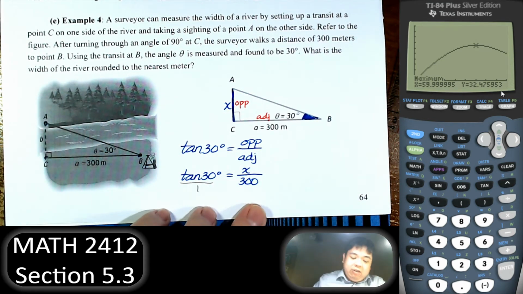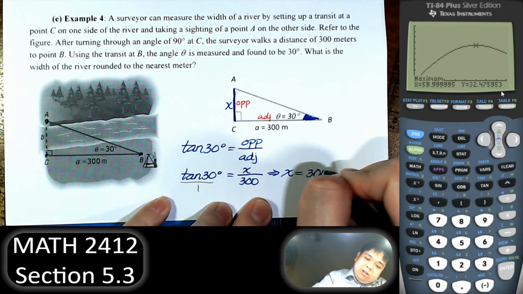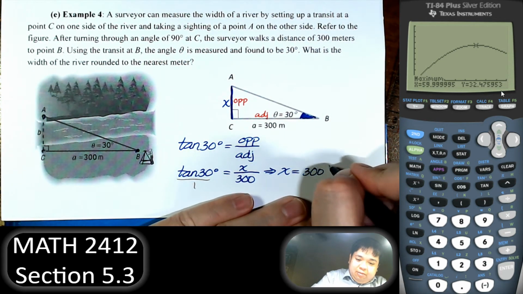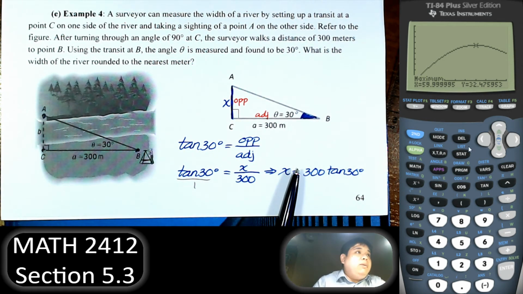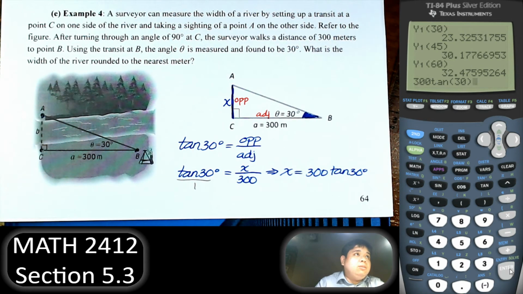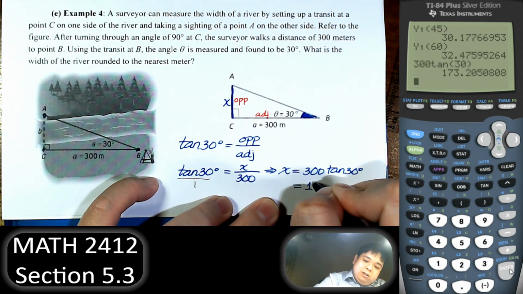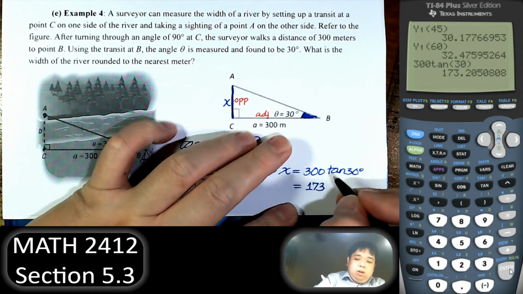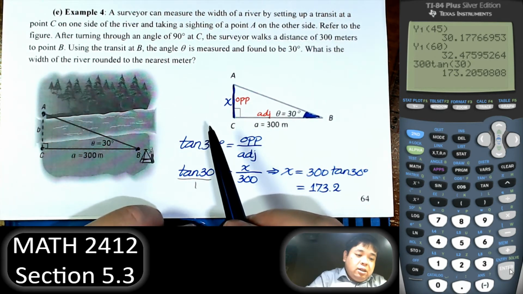Cross multiply, we have x equal to 300 times tangent of 30 degrees. Once again, make sure that it is in degree mode. So 300 tangent of 30. So that's 173.2, and unit of meter.